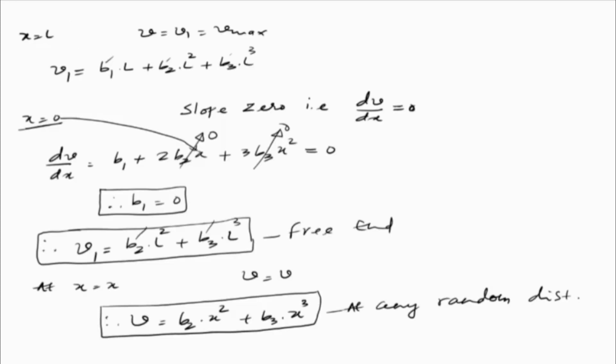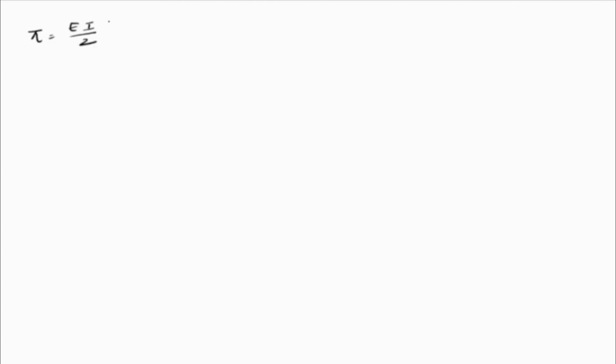Now I'll come to the P function. What is my P function? Pi is equal to EI divided by 2. See what my second step says. Once it satisfies the boundary condition, I have to substitute the displacement function into the P function. So let me write the P function first.